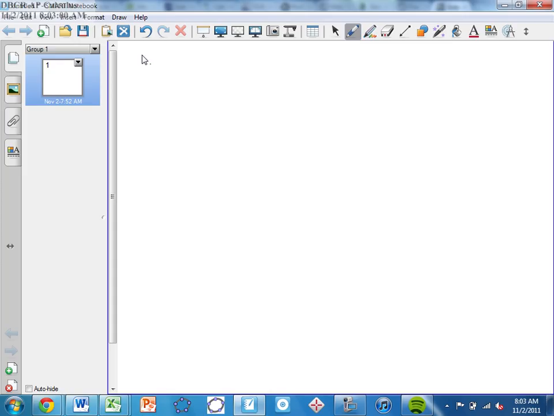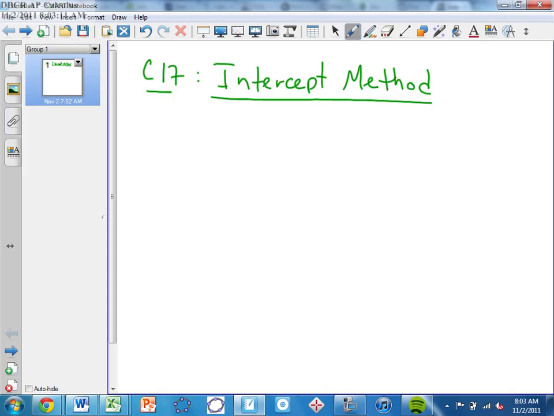Okay, so we're on concept 17. We're talking about the intercept method. First, what does an intercept mean? I'm hearing mumbling, but not seeing hands. Trevon. Crossing the two lines. Okay, good. When something crosses another line, that's the intercept.